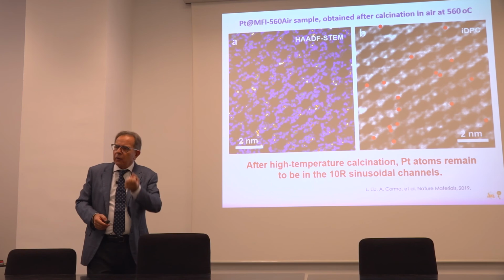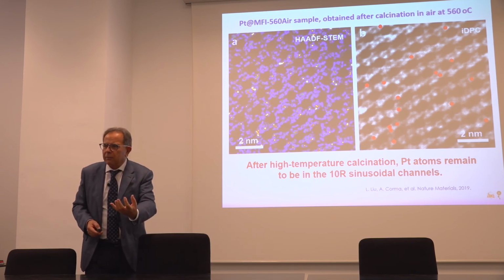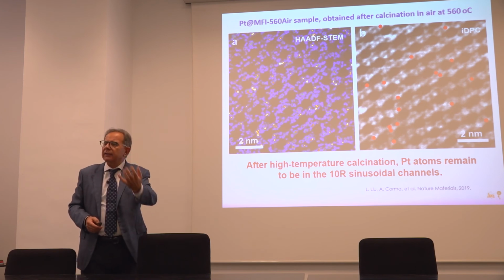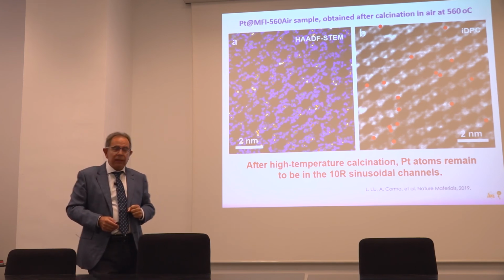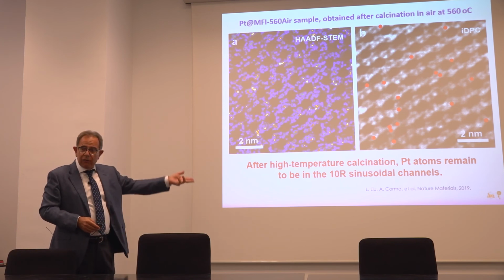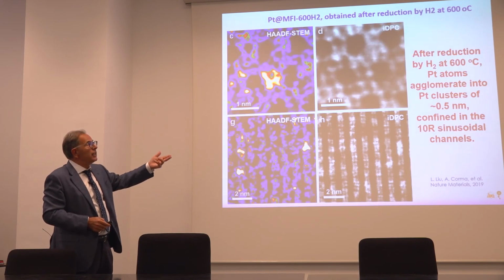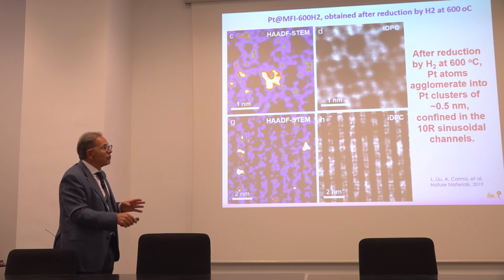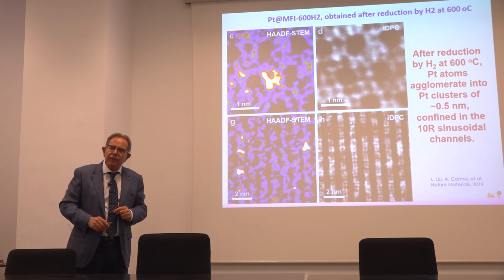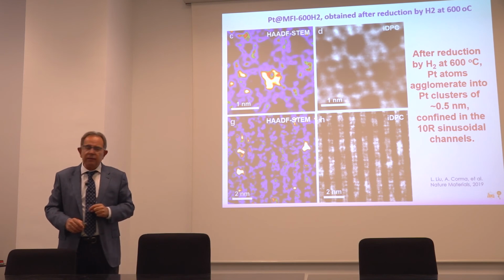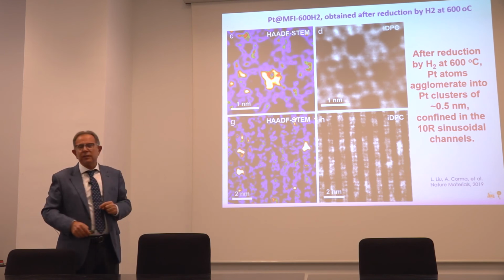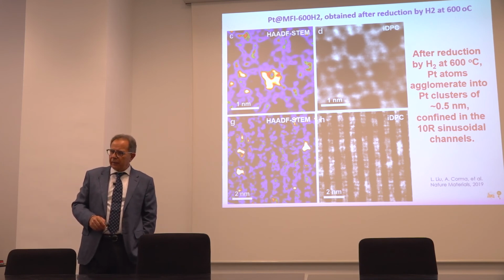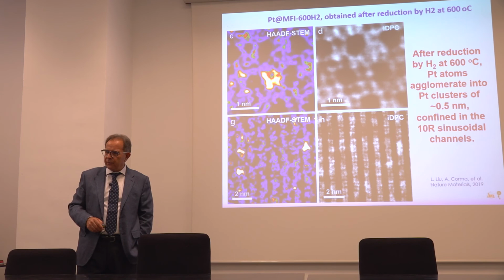So that means that we have points in our 10-member rings that are able to stabilize very strongly the single atoms that we have there. Well, if you now reduce at high temperature, 600 degrees in hydrogen, you make clusters of about 0.5, 0.6 nanometers, and those clusters are still located in the sinusoidal 10-member ring channels of the ZSM5.